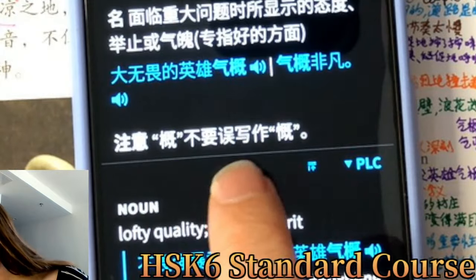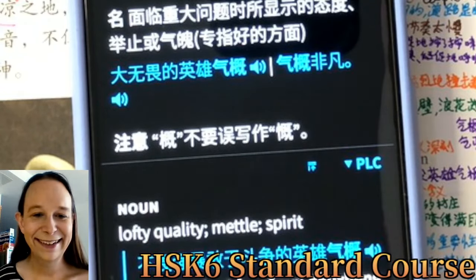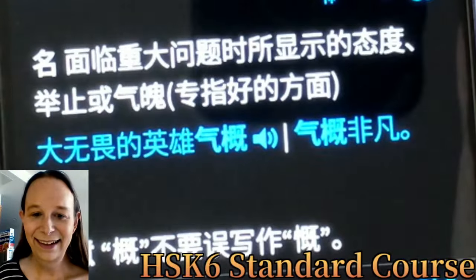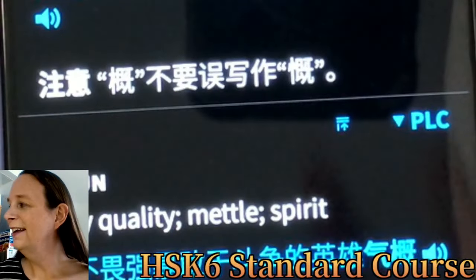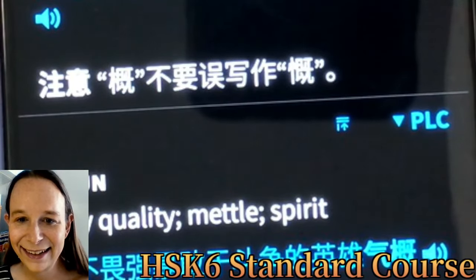Gai, 不要误写作, gai. Are those two characters different? Can you tell the difference between those two characters? I cannot. They look identical.